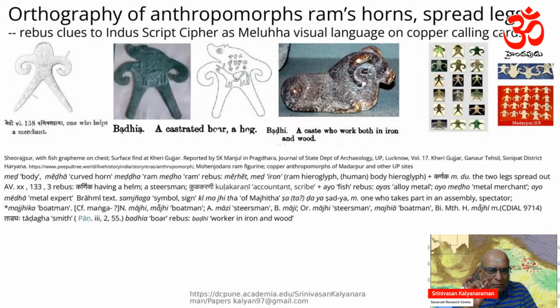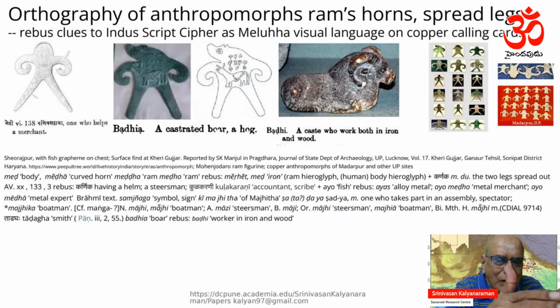Badiya is a castrated boar. Badi is a labor word. It signifies a caste of people who work in both iron and wood. Meda is a ram. Meadow is a merchant. Desi Ramamala. So it signifies some kind of a merchant dealing with wood and iron. Meadow is a curved horn. Meadow is a ram. Medath is iron.